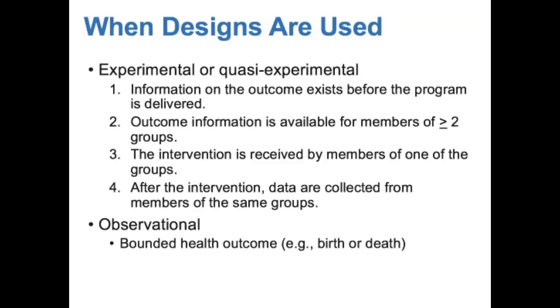An observational design, on the other hand, is best used for program evaluation at the individual level when the health outcome is bounded, such as birth or death. Please see Table 12-2 in your text for a summary of the main types of designs and their use for individual or population level evaluations.